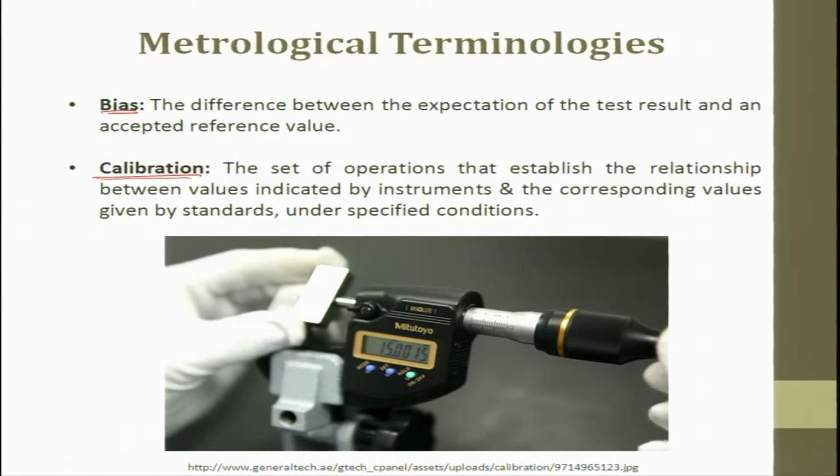Calibration makes sure that whatever our device is showing as an output, you compare it with the standard which is available and see whether it is following any trend. Calibration is done at the beginning when all the assembly is done, and then we put the measuring equipment into action. Next, over a period of time, because of wear and tear, calibration is also important. Calibration is a set of operations that establish the relationship between values indicated by instruments and the corresponding values given by the standard under specific conditions.